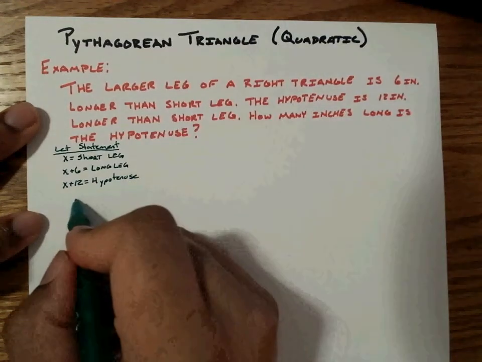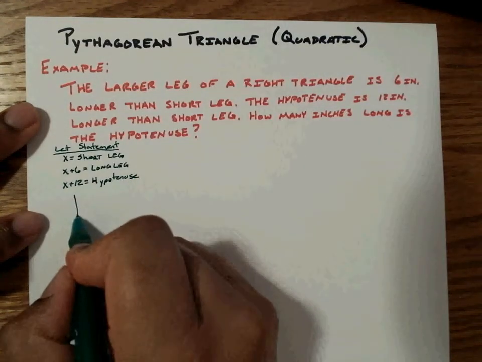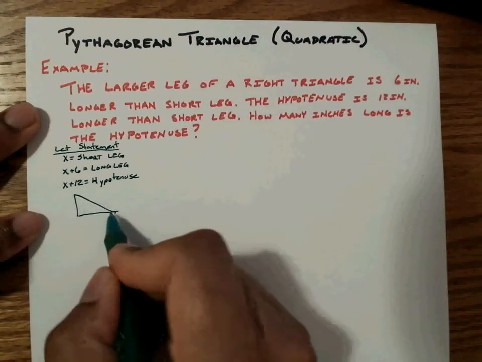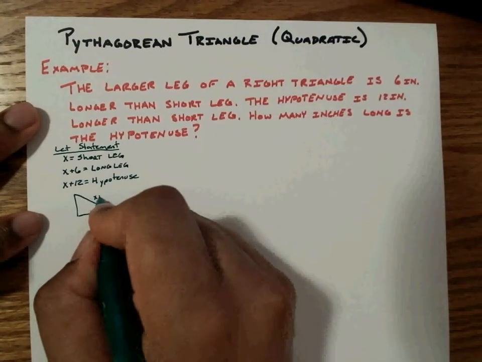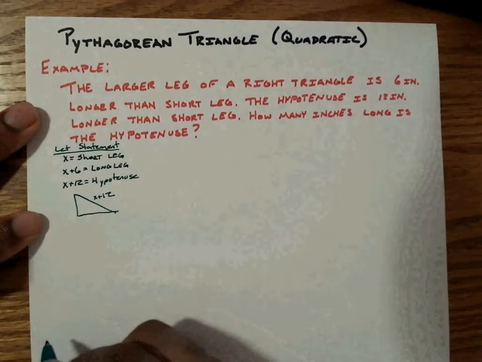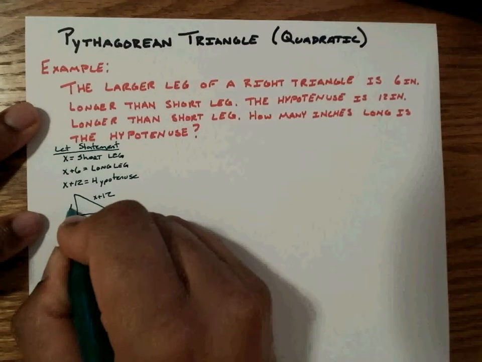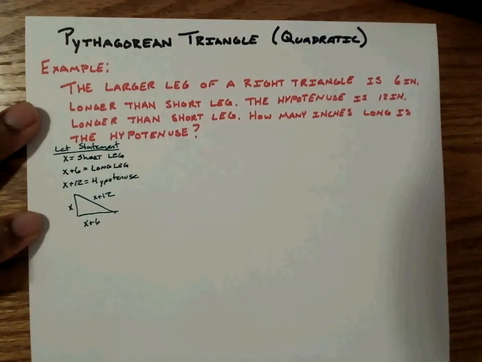So if we wanted a visual representation of this, we could have our short leg, our long leg, and our hypotenuse. And this would be X plus 12. This would be X plus 6. And this would just be X.